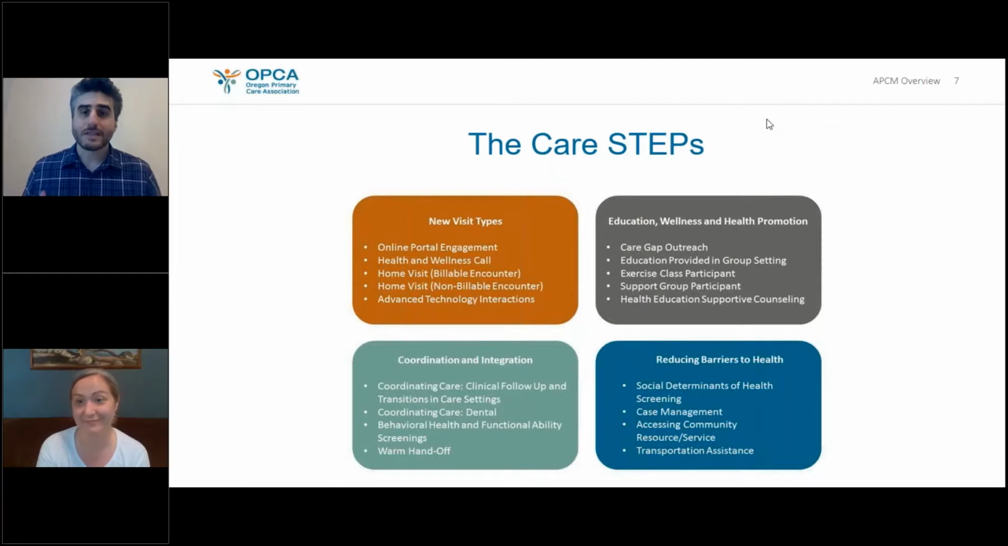The last category, the last bucket, reducing barriers to health, is a very important one. From here, I'm going to focus on, of course, social determinants of health screenings. It's so refreshing to see SDH screenings being a category on its own. It's still an emerging practice for many of us. It's something that we're trying to figure out how to do, how to operationalize, how to scale across the health system. I think we've all gotten really good at doing this in small settings.